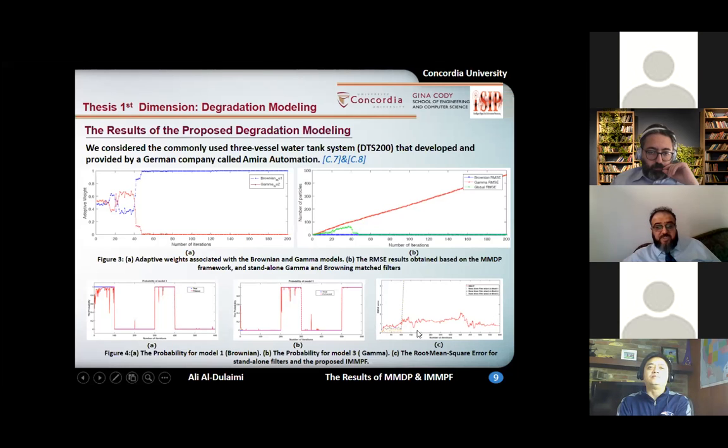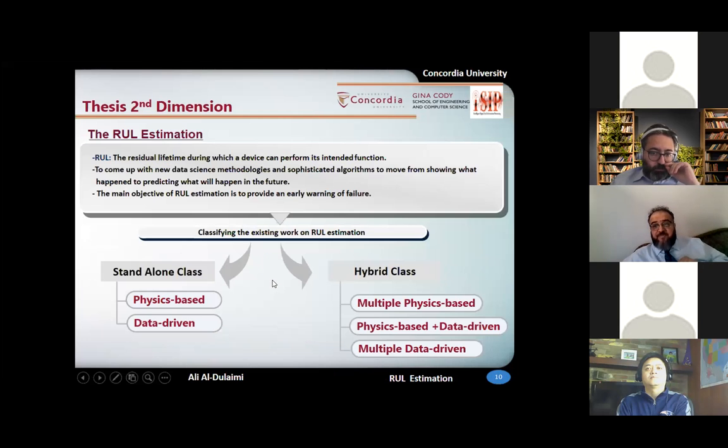For the root mean square error, we can see that each standalone model goes to infinity, continuing to increase, while the proposed model is bounded. That's the end of the first dimension of my thesis. The second dimension is based on the RUL estimation.